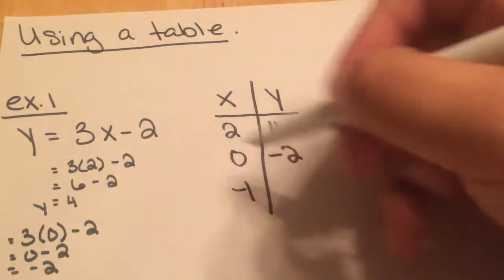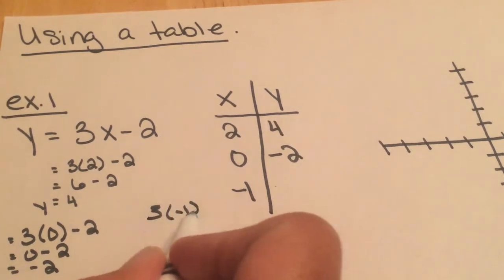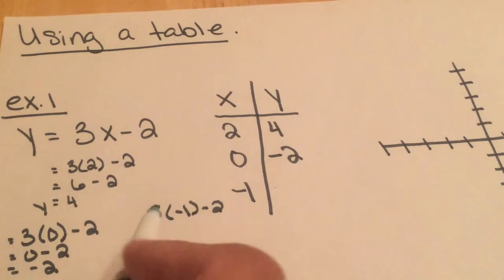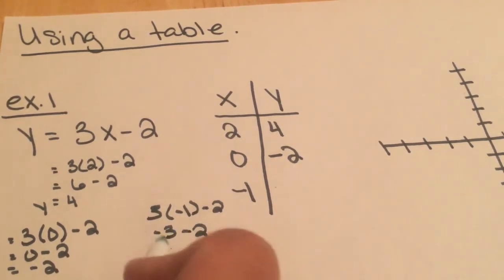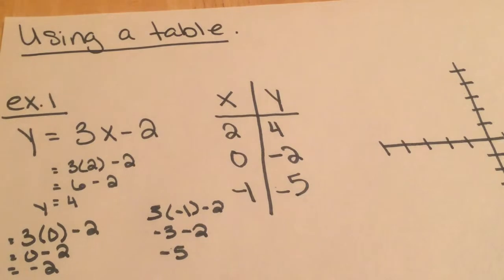And the last one I'm going to do is substitute in that negative 1. So 3 times negative 1 minus 2. Again, we have to remember our integer rules because 3 times negative 1 is going to be a negative 3, minus 2, which will give us a negative 5. And now I filled in my y coordinate for that piece.